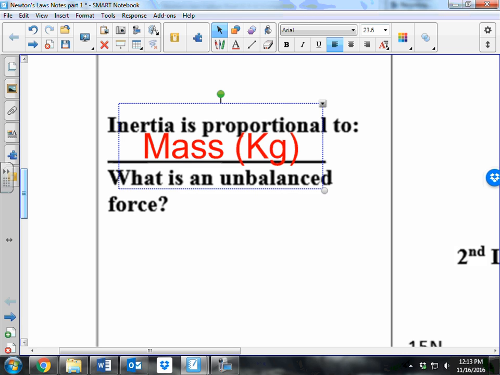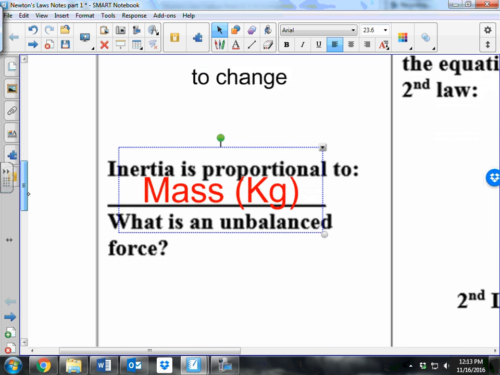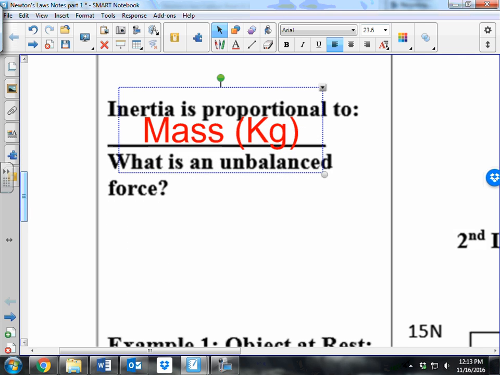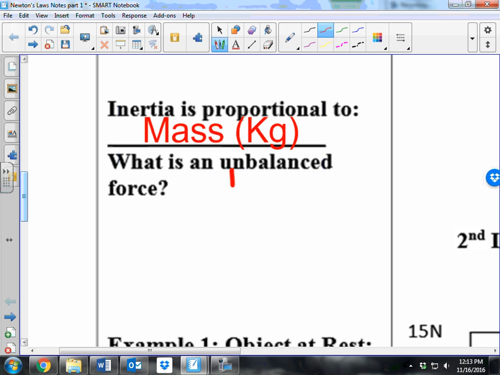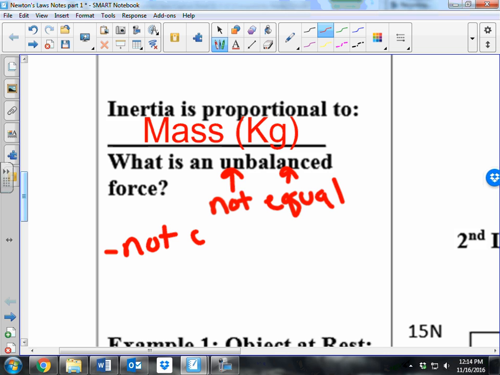So the question that I then have is, well, what is an unbalanced force? If you think about the word unbalanced, un means not, balanced means equal. So an unbalanced force is a not equal force. And we call this in physics net force.